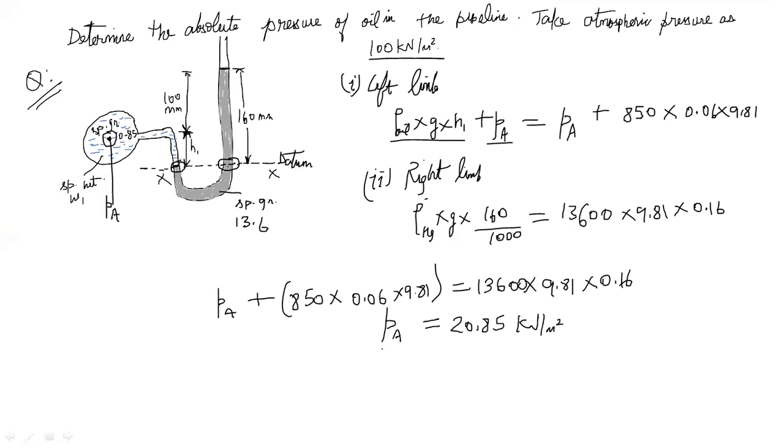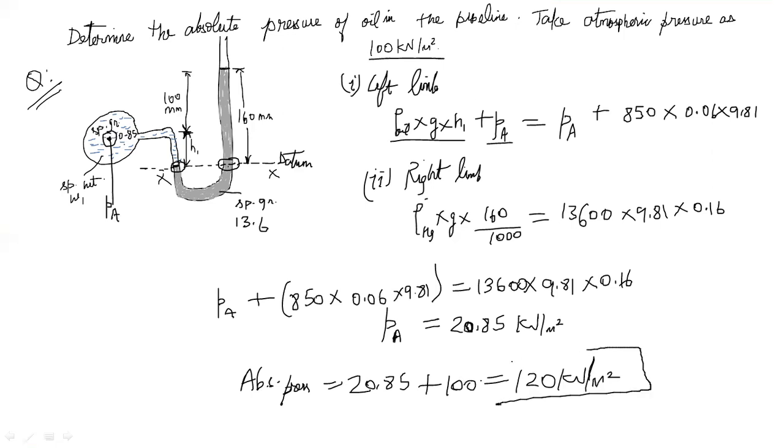Now, since you have been asked the absolute pressure, this is only the pressure at point A. That is the gauge pressure, the pressure in excess of the atmosphere. So for absolute pressure, this extra pressure of 20.85 plus the atmospheric pressure of 100 would give you the absolute pressure, that is 120 kilonewton per meter square. Units are very important. And this is the value of absolute pressure at point A. This is how you solve this.